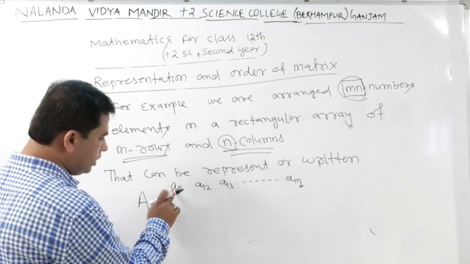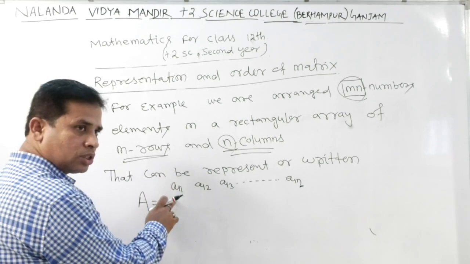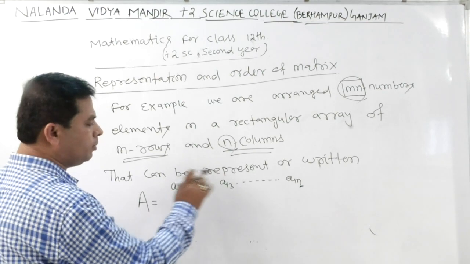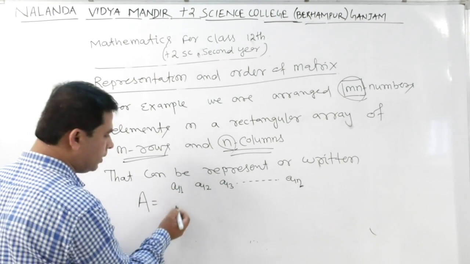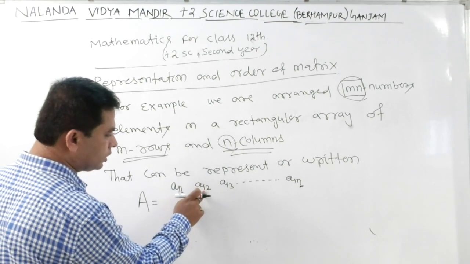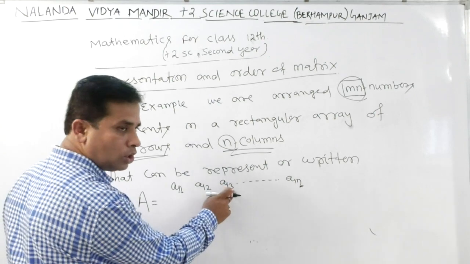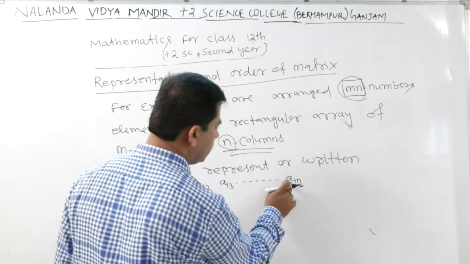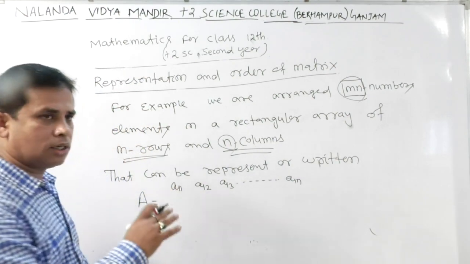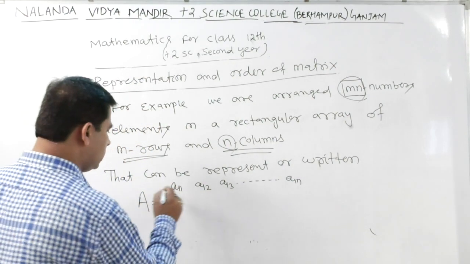Therefore we can write A11. A11 means this element shows the position of the element in the given matrix. This is our first row and first column. This element shows its position in the matrix, first row, second column. This is our first row, third column, and so on. This is our first row and nth column. Similarly, we can write all the elements in this matrix.